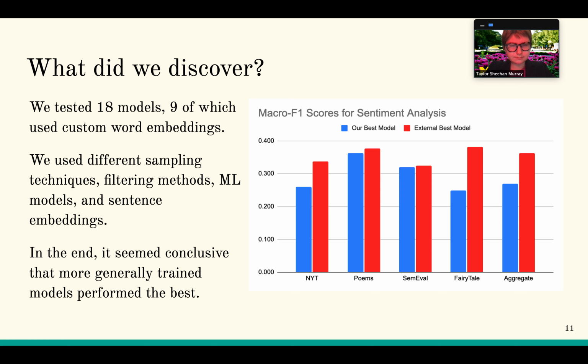So in the graph here, we're comparing macro F1 scores for sentiment analysis on 5 different data sets. And the last one you see on the right, that's an aggregate of the previous 4. So we would have expected especially to see a higher performance of our best model on the New York Times and the Poems data set, because we were training on those data sets in some cases for our word embeddings. But unfortunately, the external best model seems to have done the best.